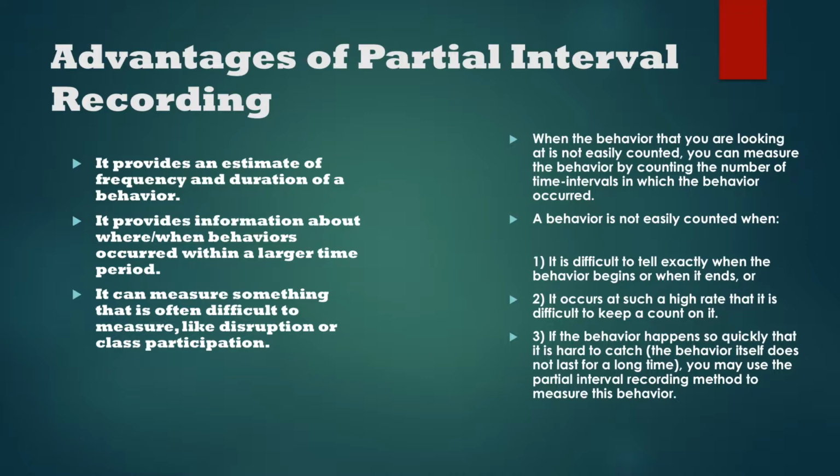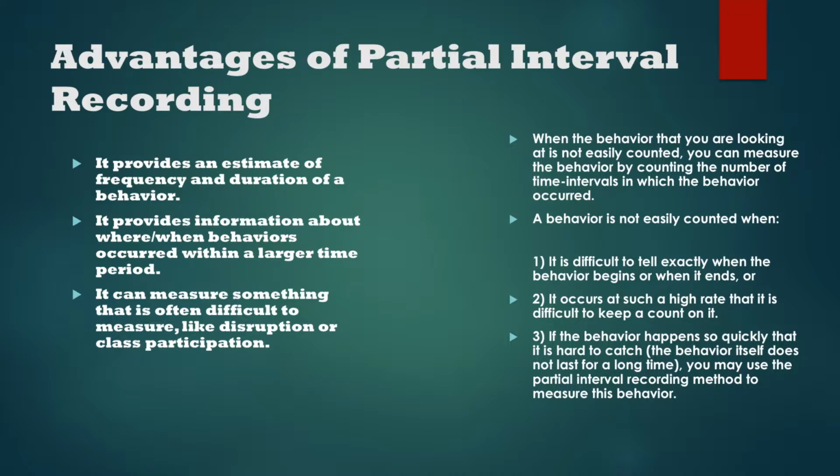Just like I talked about, when the behavior that you're looking at is not easily counted, you can measure the behavior by counting the number of time intervals in which the behavior occurs. Some behavior is not easily counted when, first, it is difficult to tell exactly when the behavior begins or ends, or second, it occurs at such a high rate that it is difficult to keep count. Third, if the behavior happens so quickly that it is hard to catch, say the behavior itself does not last for a very long time, you may use partial interval recording to measure this behavior.